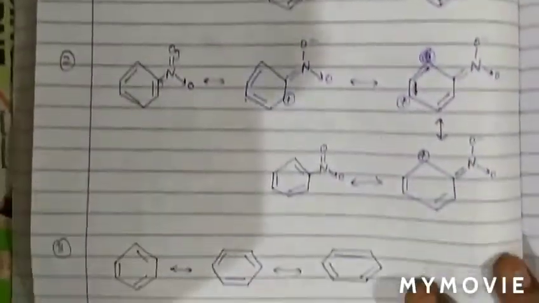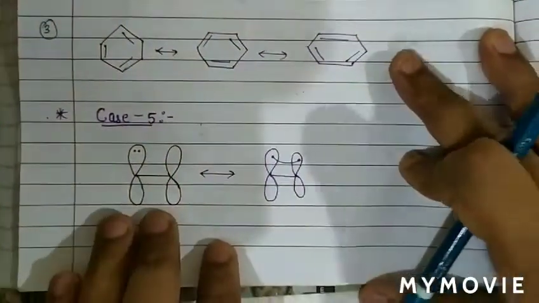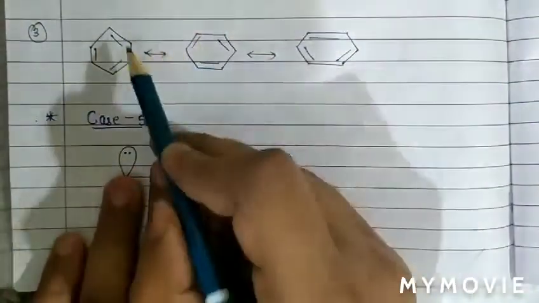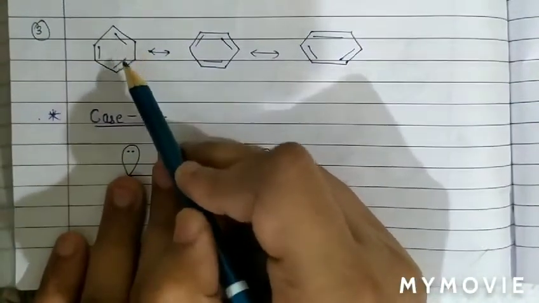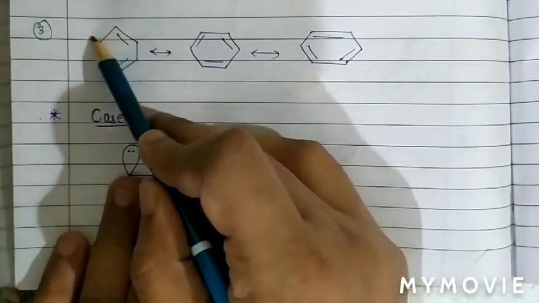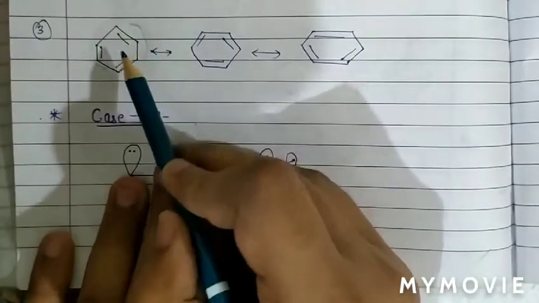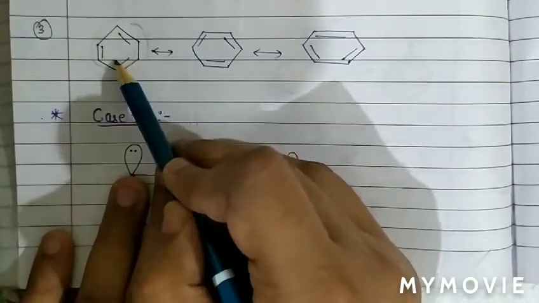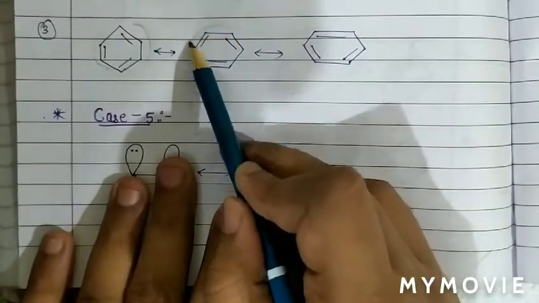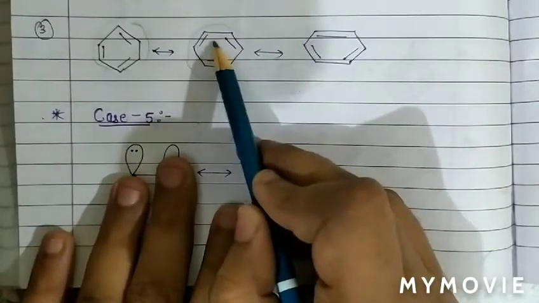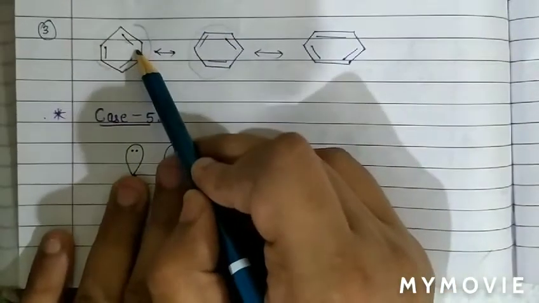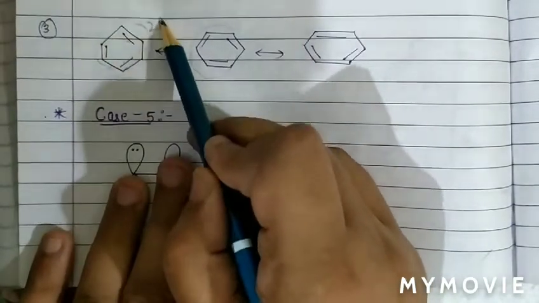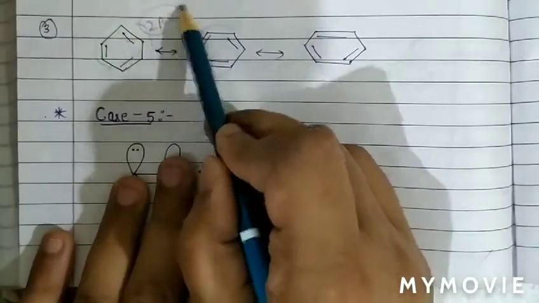See case number 5. Benzene is also in resonance in the same way, because it is pi, single, pi, single, pi. This is also a part of a conjugated system. In this case also the pi bonds will shift, forming an alternate form. So the pi bond positions change: this pi bond will shift here, this one here, and this one here. So two resonating structures of benzene are possible.